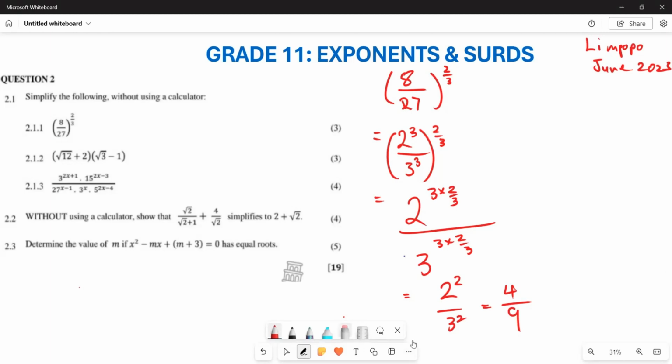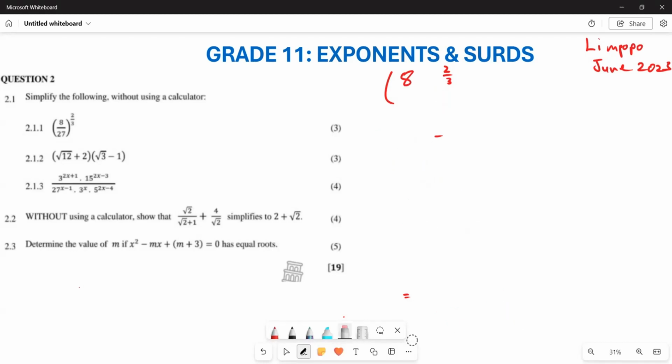Now let's move to 2.1.2 and see what you are going to do there. Here you are given (root 12 plus 2) multiplied by (root 3 subtract 1). How can you go about solving this? Start by solving your brackets first.